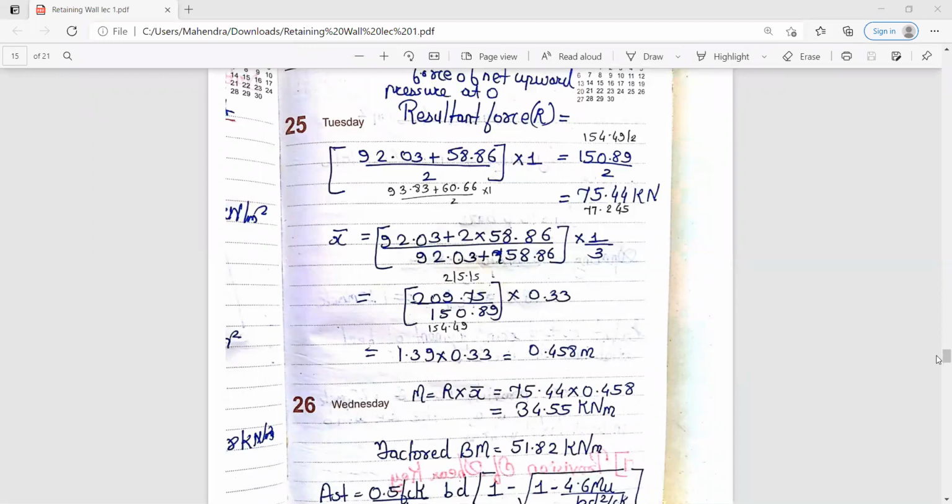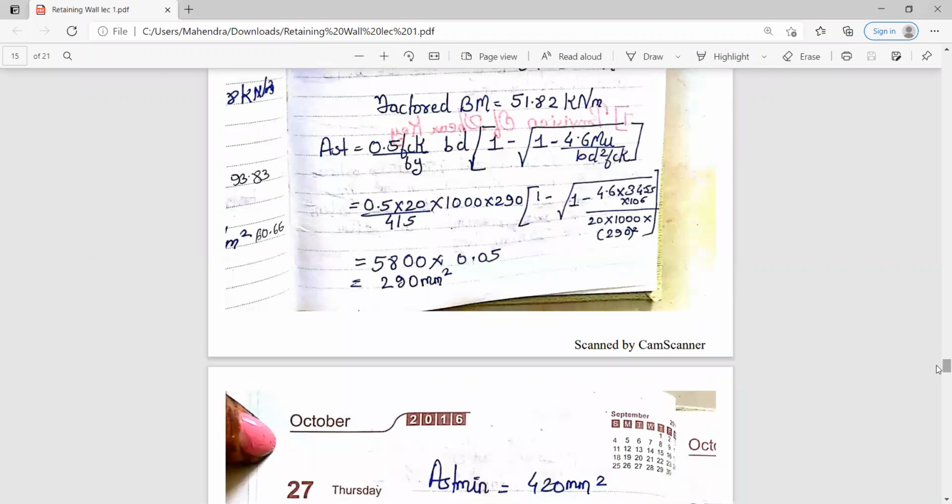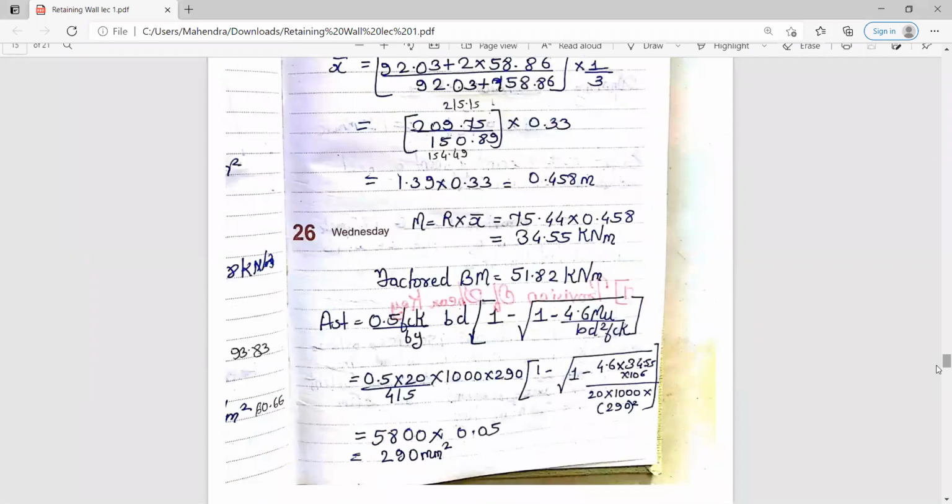So now calculate the moment. Whatever values you had got for the resultant and the x bar, calculate the moment from them, that is R into x bar. And after calculating the moment, you need to calculate the factored bending moment. That means you need to multiply it by 1.5.